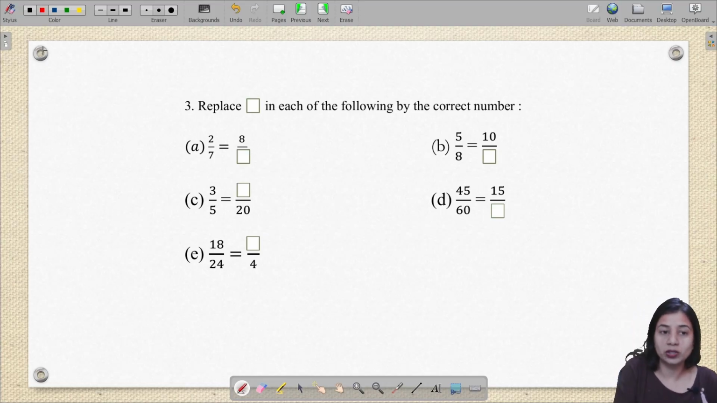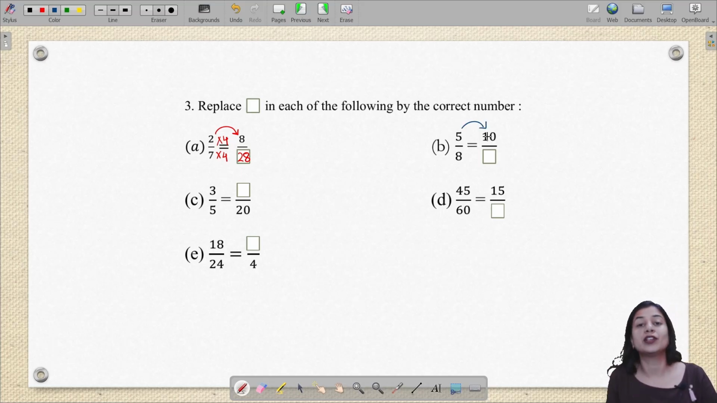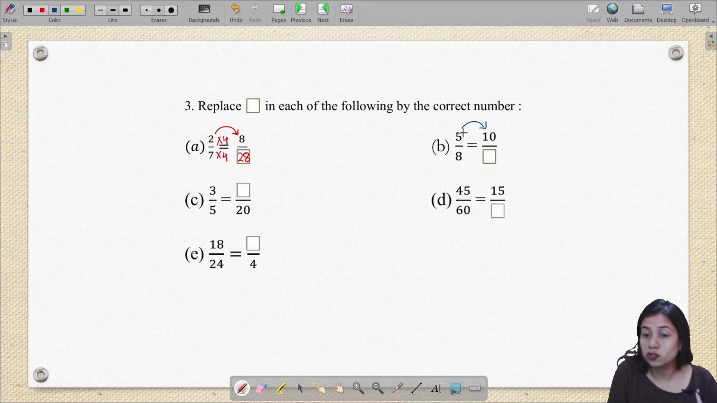So let's do the A part. Here the numerator value is increasing, so obviously we are multiplying. 2 multiplied by 4 gives us 8, so we have to multiply the denominator as well by 4, which gives us 7 times 4 is 28, right? So B part, again the value of the numerator is increasing, so we are multiplying, but with which number? Here we are multiplying it by 2, giving us 10. So obviously the denominator is also multiplied, giving us 8 times 2, 16, right?